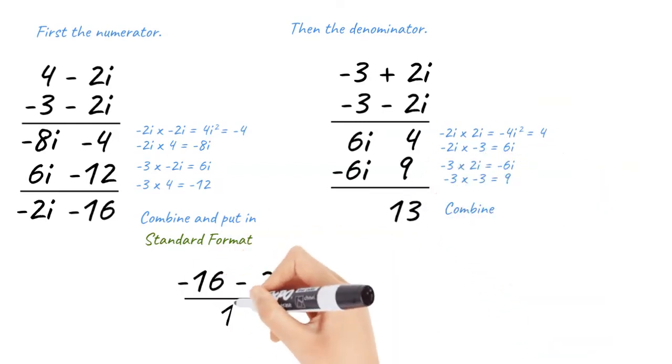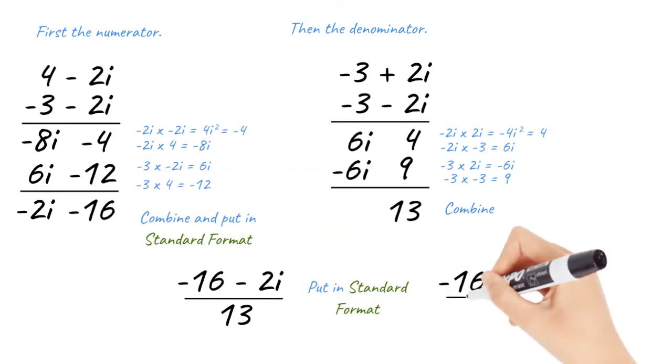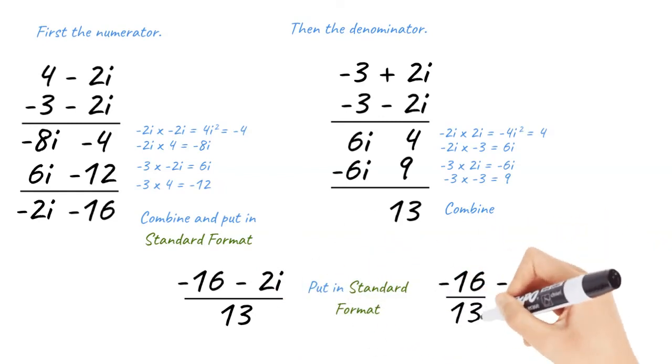Standard format means that the i term is second and that we separate the fractions instead of putting them over a common denominator.